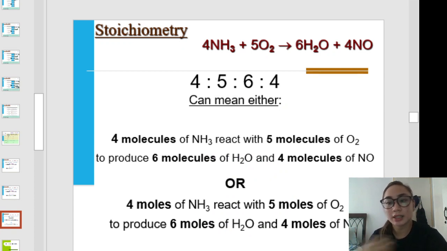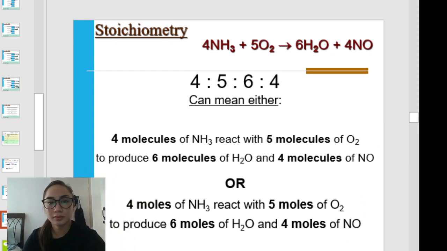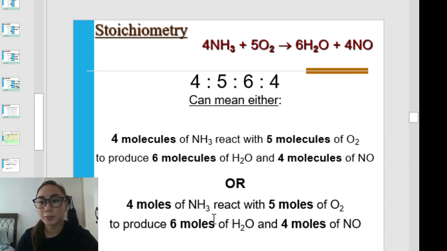So, technically, itong ating mole ratio, which is 4:5:6:4, it can either mean that there are 4 molecules of NH3 react with 5 molecules of oxygen, to produce 6 molecules of water and 4 molecules of NO. Or, so hindi lang basta yung molecules ang kanyang dinidefine, but also we can translate this as 4 moles of NH3 react with 5 moles of oxygen to produce 6 moles of water and 4 moles of NO. Okay?